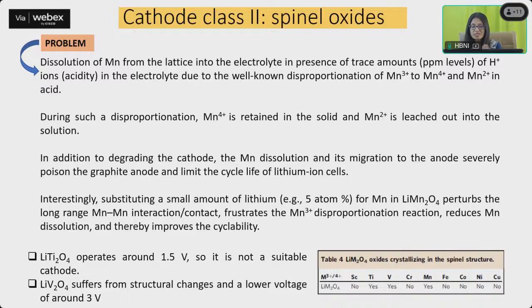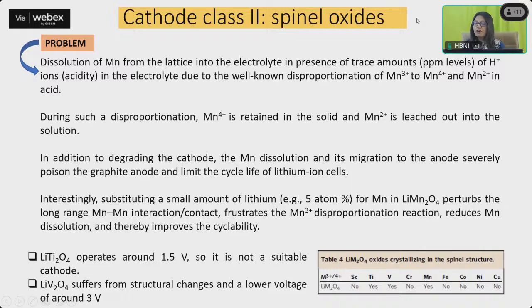But it has been seen in research that if you substitute a small amount of lithium for manganese in this, it perturbs the long-range manganese interaction or contact, and it frustrates this Mn3+ disproportionation reaction, and it reduces the dissolution, and that is why it improves the cyclability of the material. So if you are doping a little bit of extra lithium in this LiMn2O4, then the cyclability is going to improve.